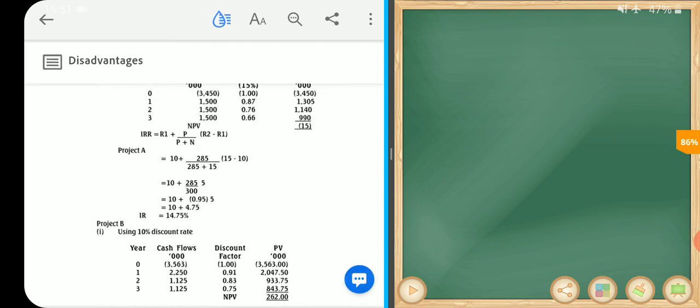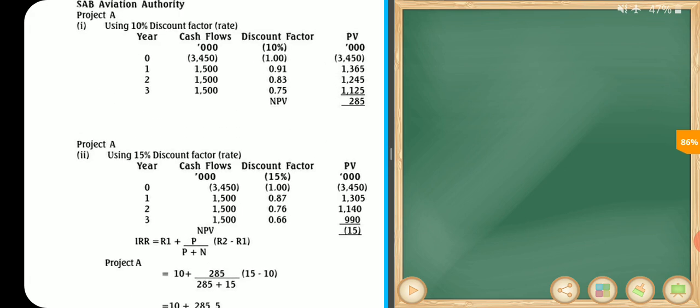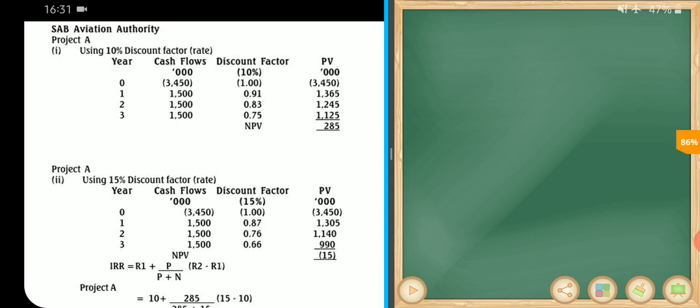Okay, let's look at the solution. I'm just going to look at the solution for one of the projects, which is project A. You can see for project A, look at the discount. They are using 10% discount factor. They solved it the same way we solved our NPV, which is our year, cash flow, discount factor, and our present value. You can see at year 0, your discount factor is 1. I told you at year 0, our discount factor is always 1. Then you have your year 1, year 2, year 3. You multiply it, you get your answer, you calculate your NPV.